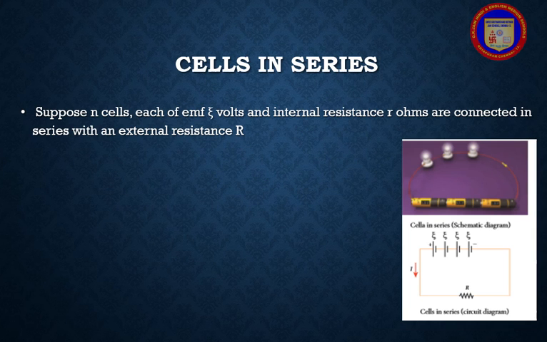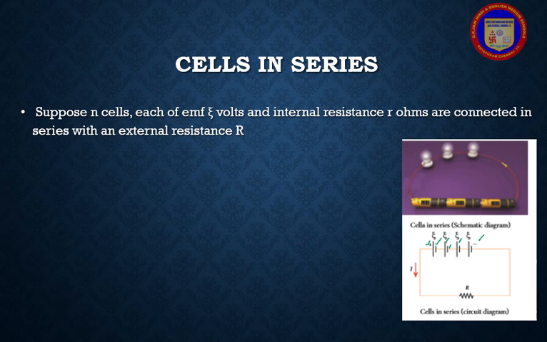Cells in series. Several cells can be connected to form a battery. In series connection, the negative terminal of one cell is connected to the positive terminal of the second cell. The negative terminal of the second cell is connected to the positive terminal of the third cell and so on. The free positive terminal of the first cell and the free negative terminal of the last cell become the terminals of the battery.